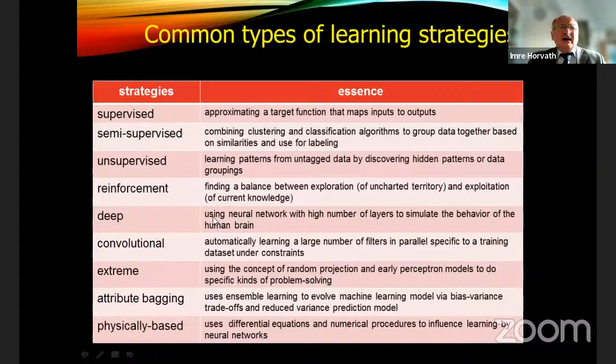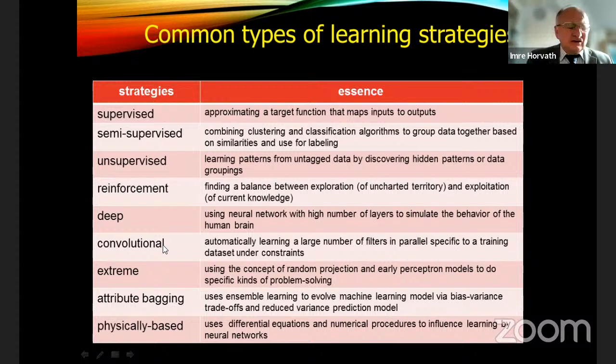Then comes deep learning, which is one of the most popular study fields nowadays. Deep learning typically uses neural network architectures which have an extremely large number of layers with different functionality to simulate the behavior of the human brain, obviously with all the limitations which are out there.